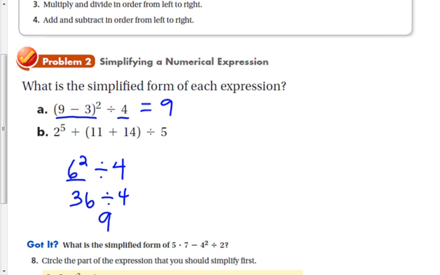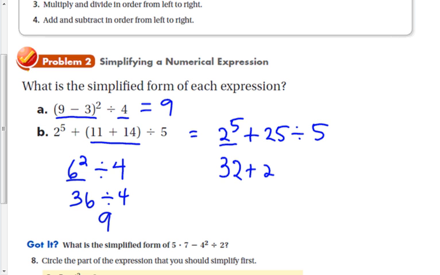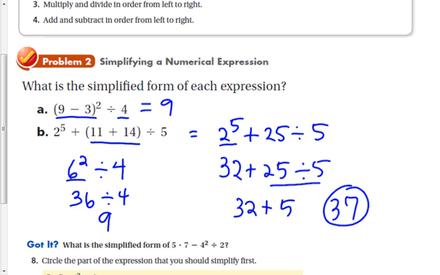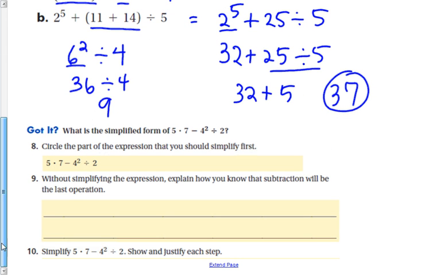Okay. Part B, I'm going to do parentheses first. So that's equal to 2 to the 5th plus 25 divided by 5. Then I'm going to do my power next, right there, and that's 32. And then I'm going to do division before addition, so I want to do this. And now I'm going to do addition last, and that's 37. All right, I'll let you try that. See if you get the right answer. You can check back.